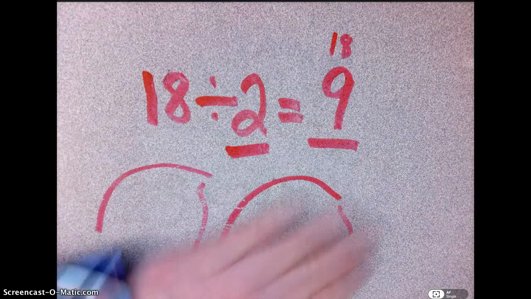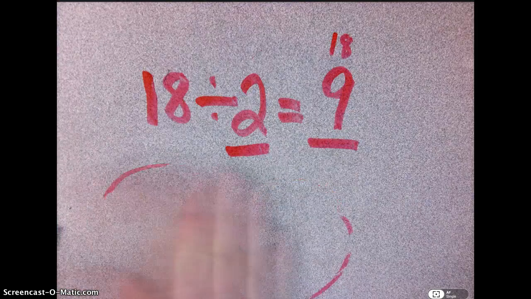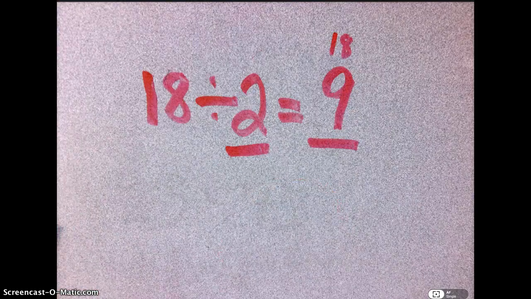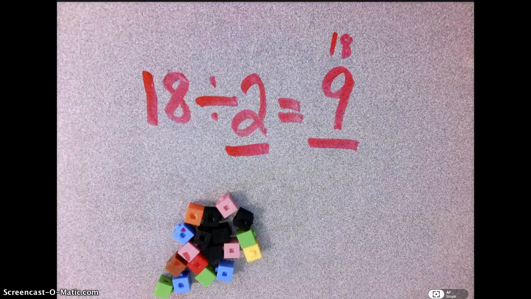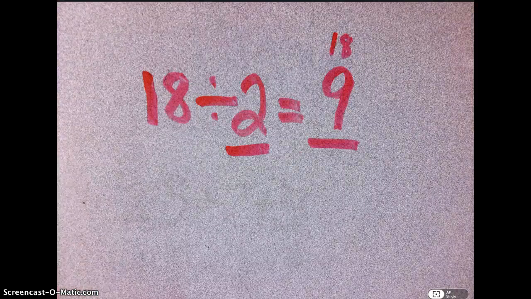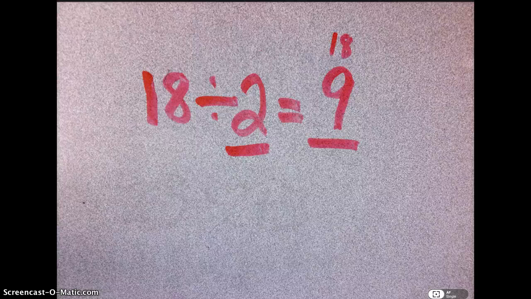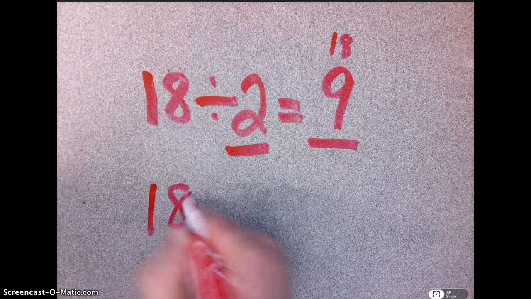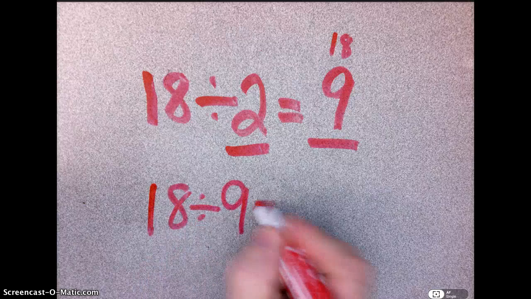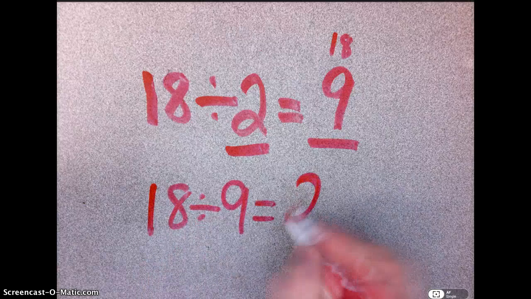If I know 18 divided by 2 equals 9, without even using the counters anymore, what other division statement do I also know? Jamal? 18 divided by 9. What's it equal, Jamal? 2. 18 divided by 9 equals 2.